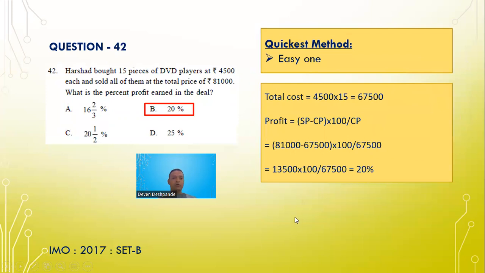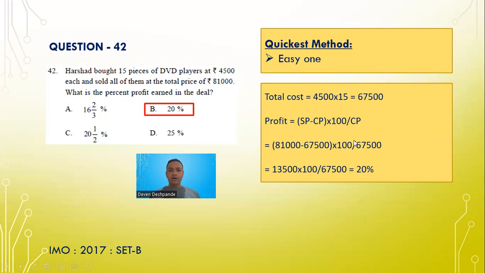Harshad bought 15 pieces of DVD players at rupees 4,500 each and sold all of them at a total price of 81,000. What is the percent profit earned in the deal? Again, this is an easy one. So 15 pieces at 4,500 each, so total cost is 67,500. And profit is selling price minus cost price into 100 upon cost price.